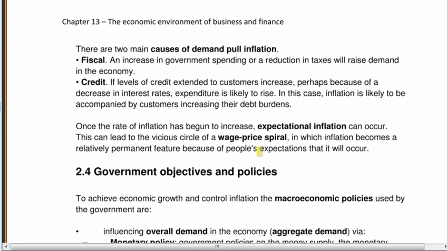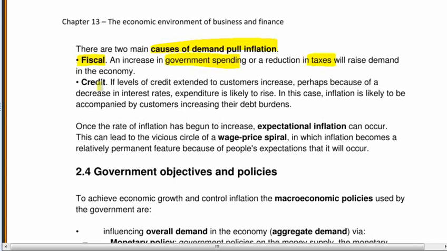Now, just looking at demand pull inflation in a little bit more detail, it says here there are two main causes of it. Fiscal. Now, whenever you see this word fiscal, it's all about government expenditure and taxation. That's what we call fiscal policy. So if a government increases its expenditure or reduces its taxation, the level of demand in the economy will rise, and that will tend to cause demand pull inflation.